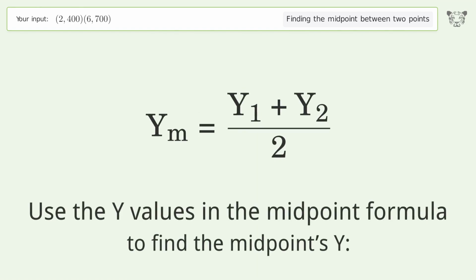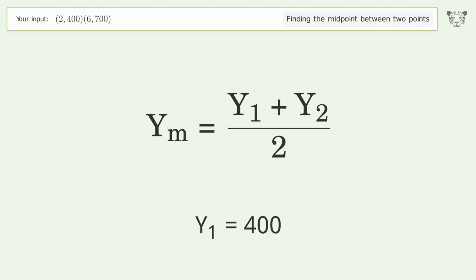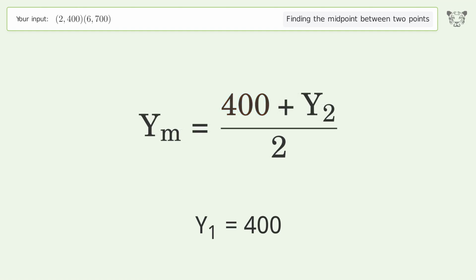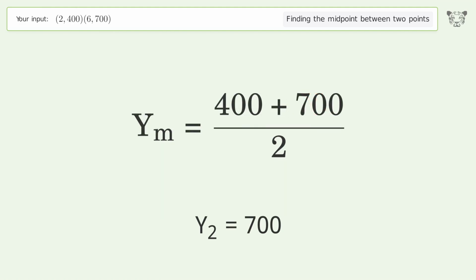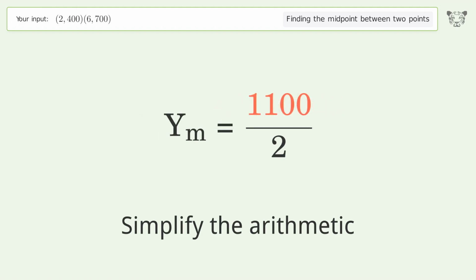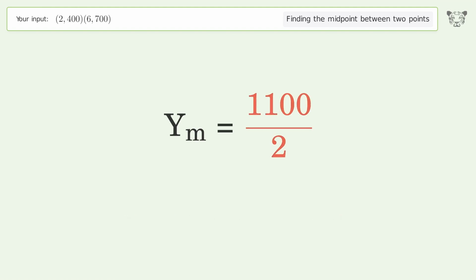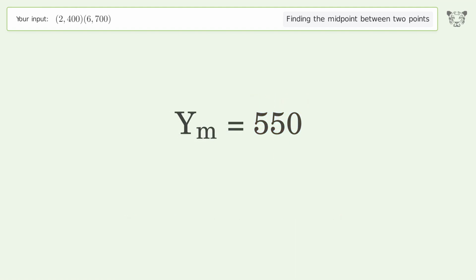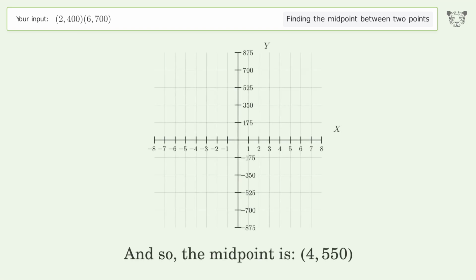Use the y values in the midpoint formula to find the midpoint's y. y1 equals 400. y2 equals 700. Simplify the arithmetic. And so, the midpoint is (4, 550).